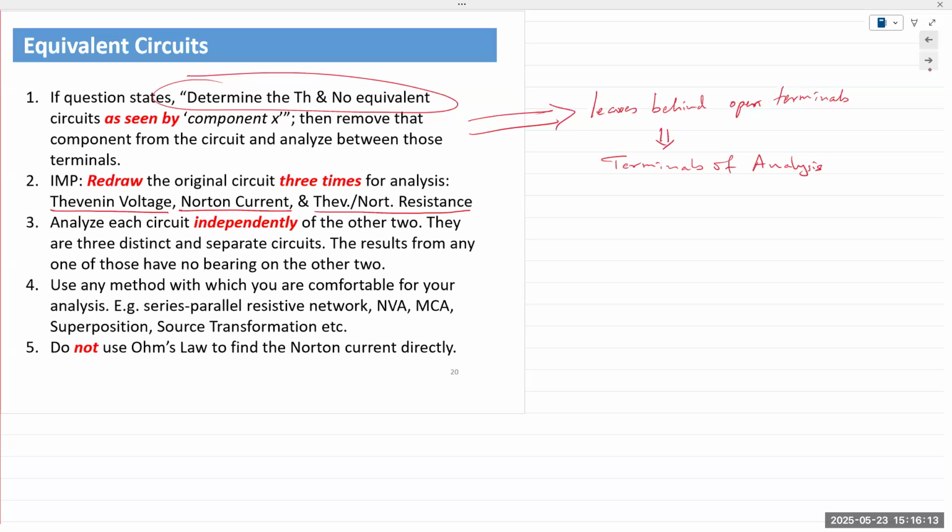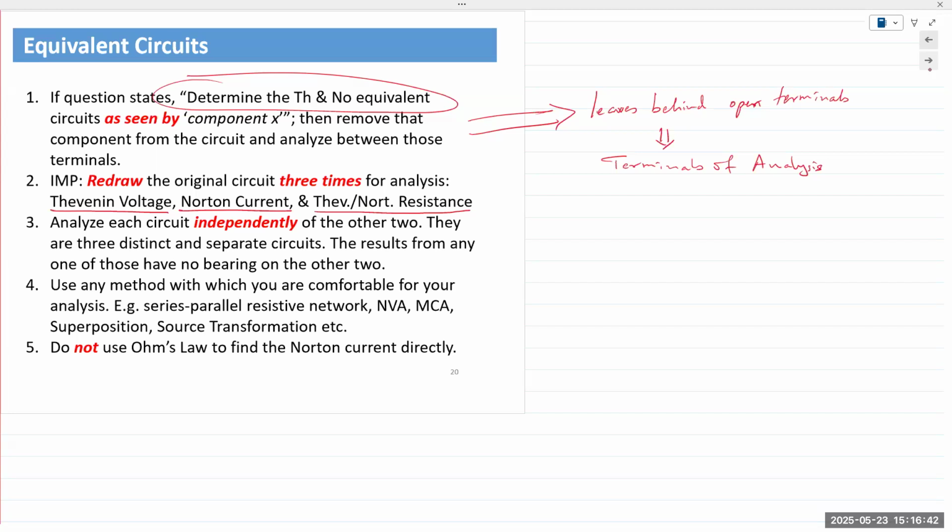You find Req between the terminals. That applies to both Thevenin as well as Norton. Doesn't change. Next important point, you're going to redraw the circuit 3 times for each one of those quantities. Meaning you take the original circuit, you redraw it 3 times. And then you analyze the circuit independently of each other.